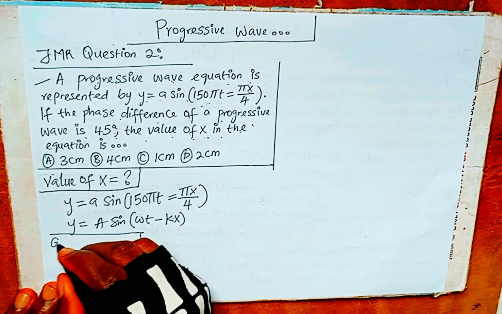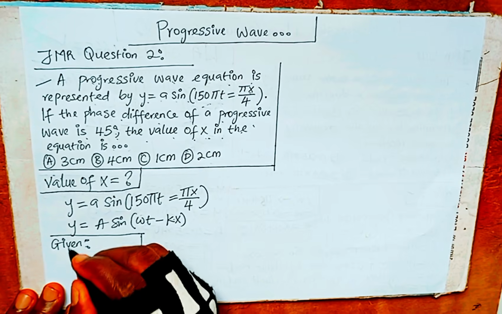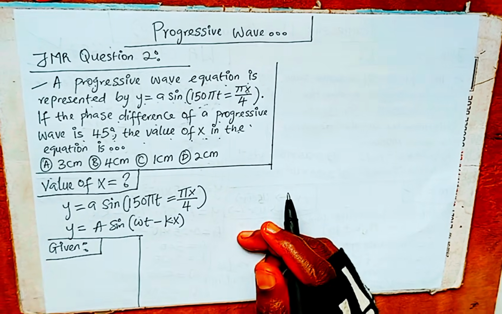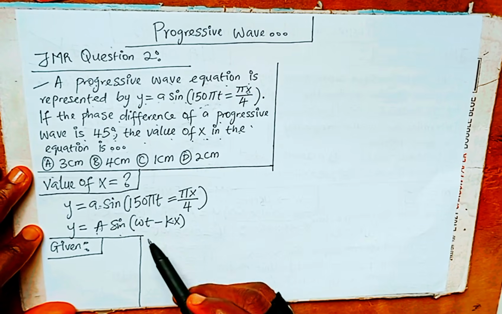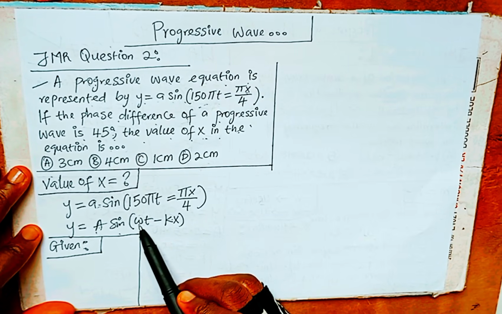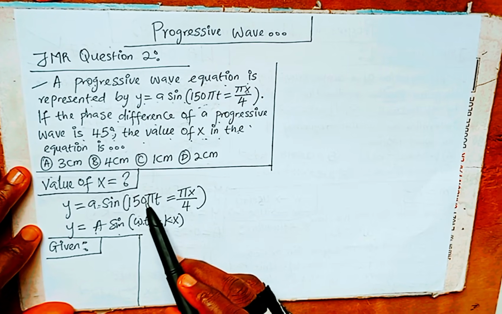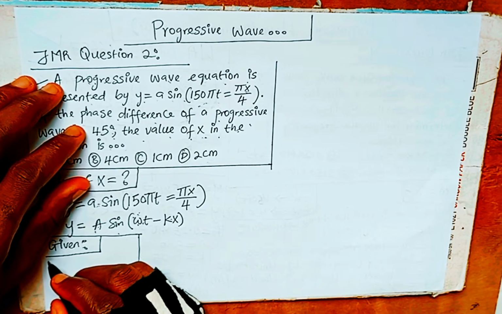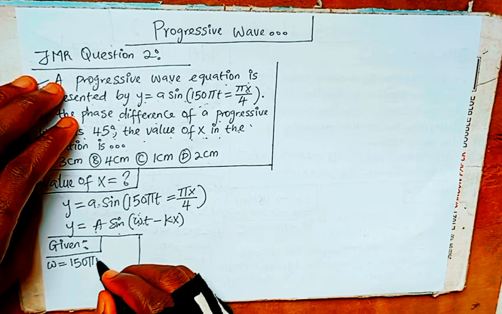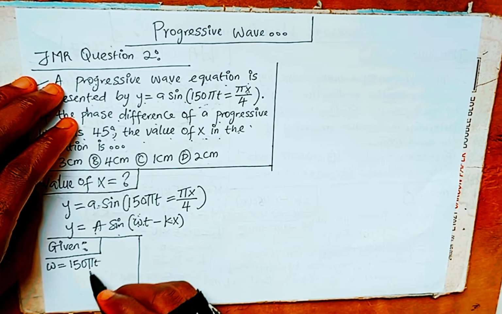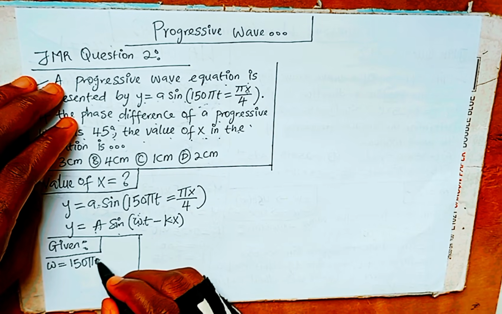So let's write out what they give us to solve. The amplitude a is not there. Angular frequency is the coefficient of t. What do we get there as angular frequency? Our angular frequency is 150π, which is the coefficient of t.